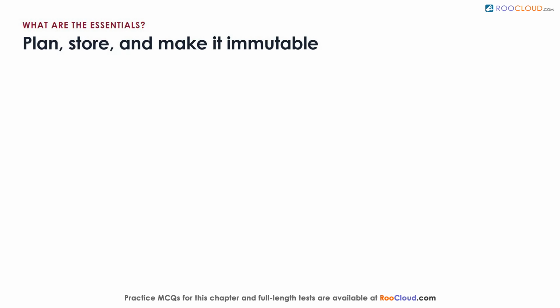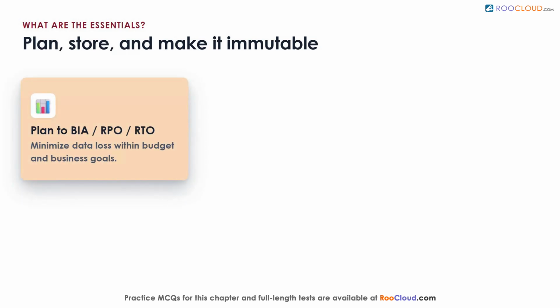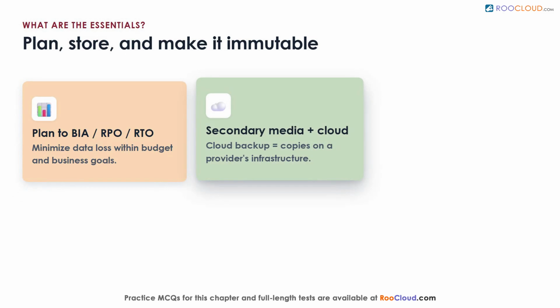What are the essentials of backup and restoration? Plan it around your impact analysis and recovery objectives. The aim is to minimize data loss within budget and business goals. You store copies on secondary media for safekeeping. Even cloud backups live on a physical server somewhere. A cloud backup just means storing copies on a provider's infrastructure. It trades local storage for scale and accessibility.